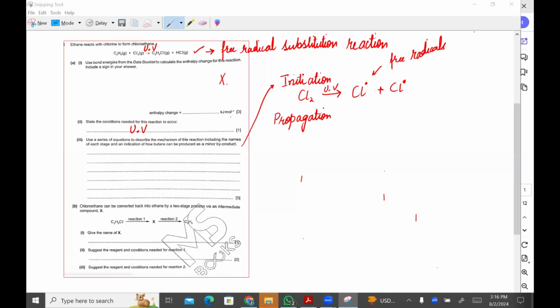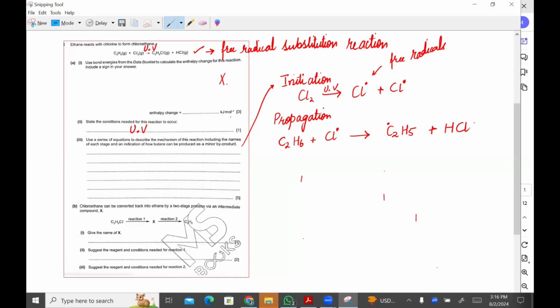So what is going to happen in propagation? First of all, this is the ethane molecule, and this is going to react with this free radical. So what is going to form there? Another free radical is formed, C2H5, and let's put a dot on this carbon here. And what is going to form along with it? That is HCl. Yes, great.